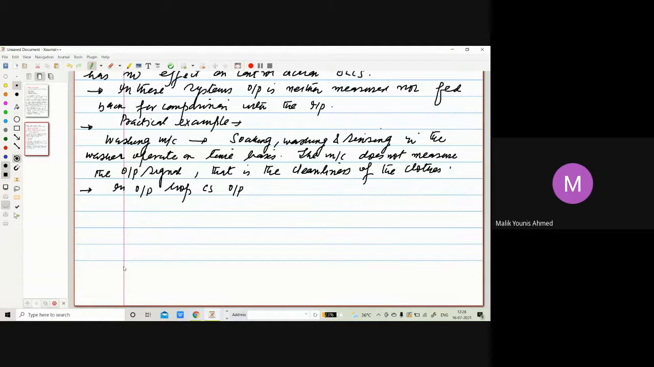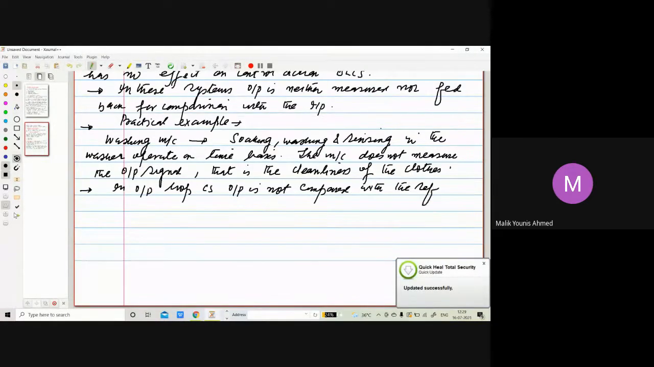Okay, now what we are talking about, we are talking more about the open loop control system. So the washing machine we have finished. Now, in any open loop control system, you can say that output is not compared with the reference input. So we don't compare the output with the reference input.